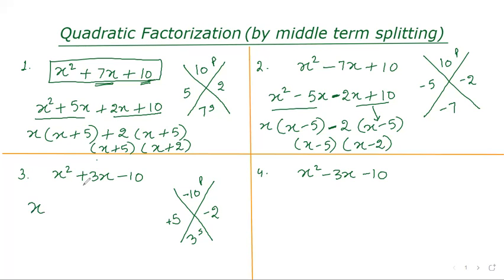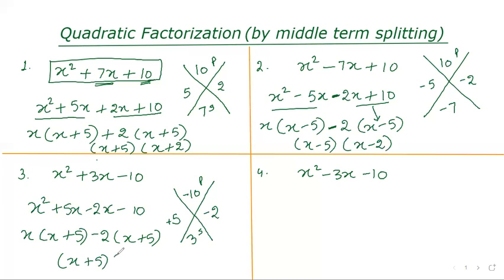So we'll write in place of 3x, we'll write plus 5x and minus 2x and minus 10 here. And then we take out x common, it is x plus 5 here, and minus 2 common, we get x plus 5 here again. Because we are taking a negative number outside as common factor, we'll be left with the changed sign inside. So x plus 5 taken common, we are left with x minus 2.